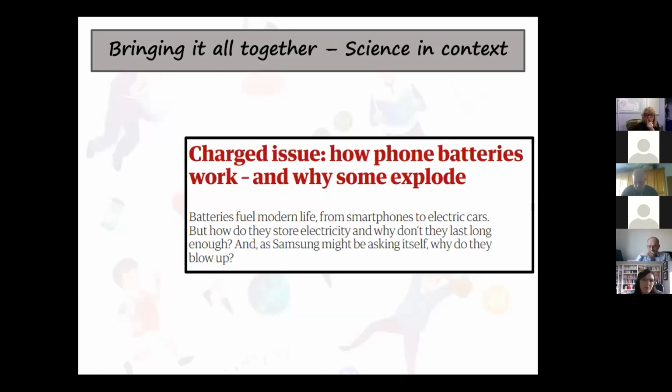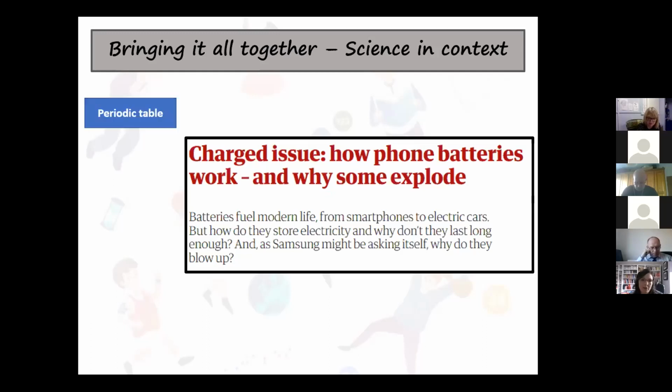If we look at how we can bring this all together in a scientific concept, here's an article that I found in a newspaper a couple of years ago. I don't know if you remember the Samsung phones when they were going on fire, when the batteries were causing the fires to their phones to explode, as it says here. So how can we bring the scientific knowledge together to allow students to understand what that article is telling us?